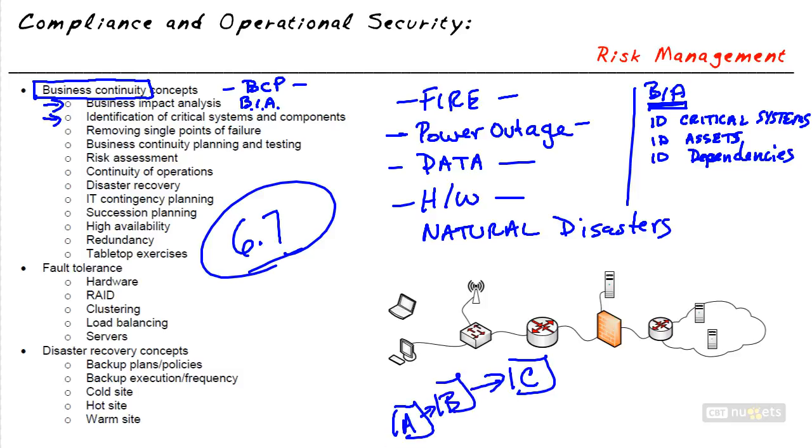they feed each other. So in this example, if C is a critical business system that we have to have up and running, we can't do business without it, and if C won't operate without B and A, that would make B and A dependencies that C is relying on. So as a result of our business impact analysis, we would identify those dependencies.